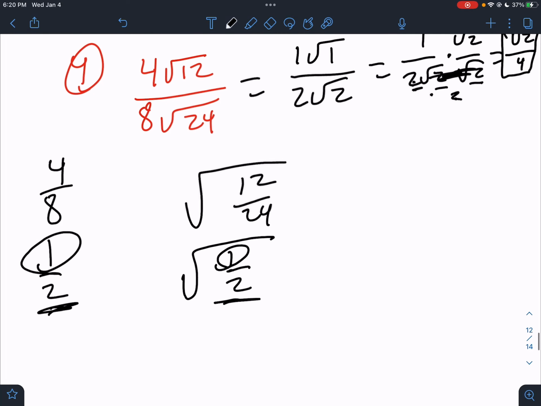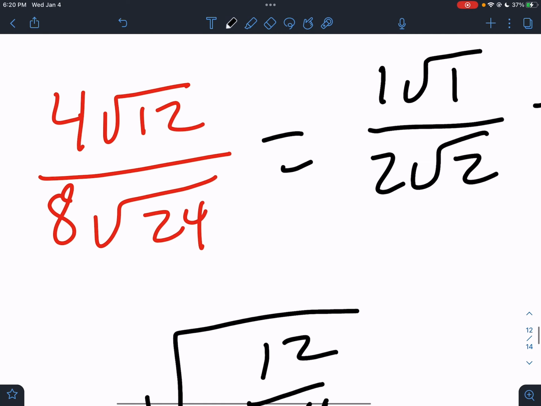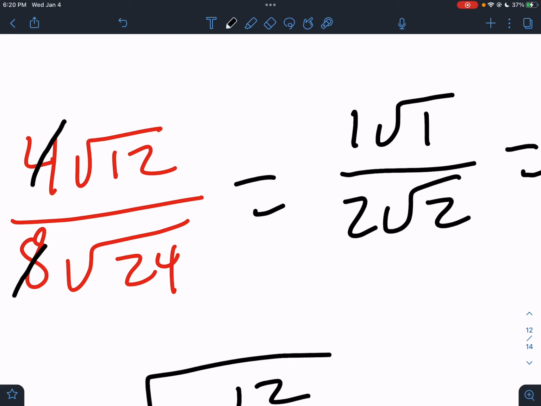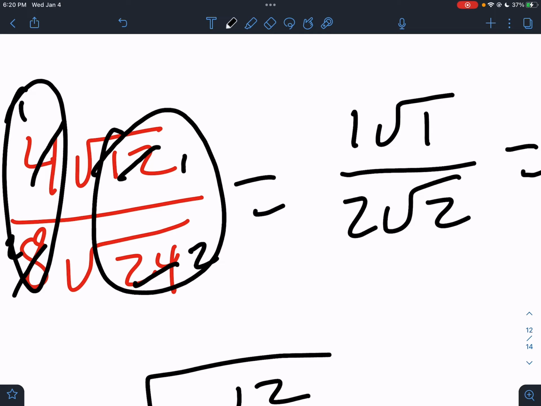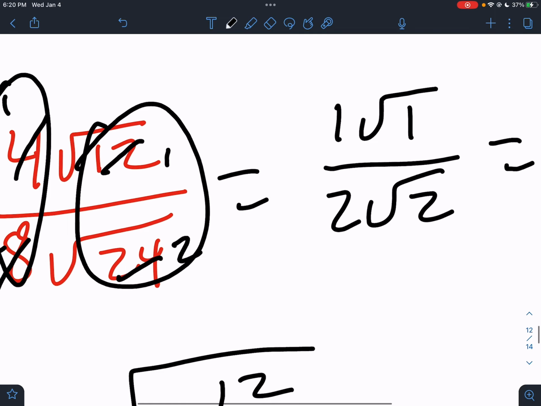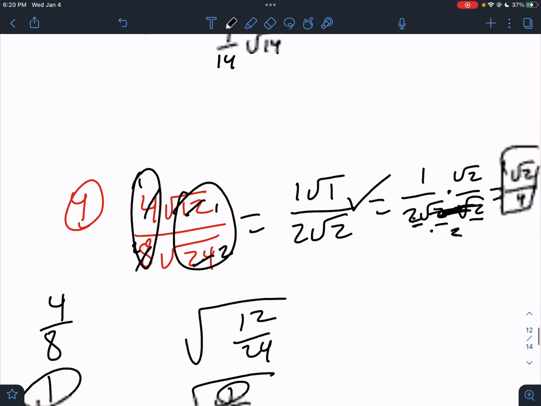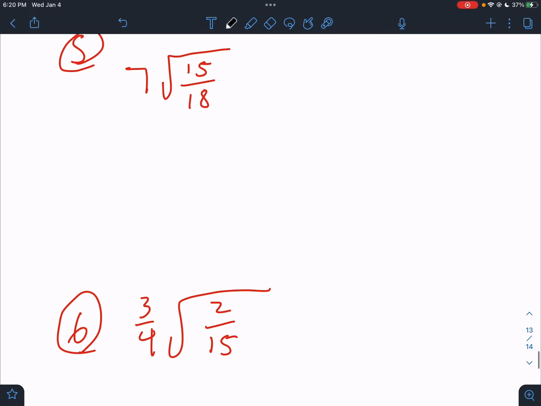And I know I'm going kind of quick. Let's look at this from the beginning. Let's say you're just looking at it like this. You could think of 4/8 as becoming 1/2 and 12/24 as becoming 1/2. These can reduce because they're whole number with whole number. These can reduce because they're radicand with radicand. That's where I got this. So let's do it again.